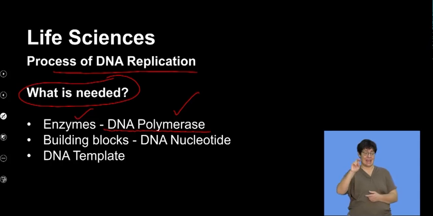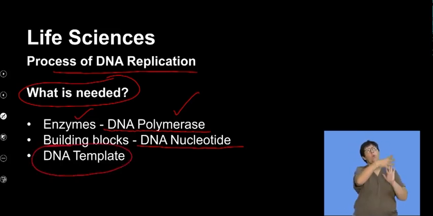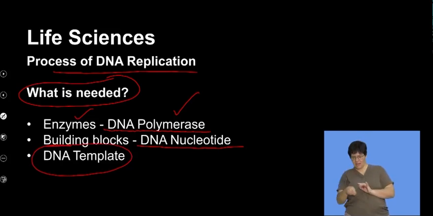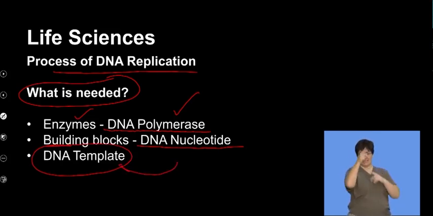We also need the building blocks. If we were to make DNA, we need the building blocks of DNA. And so it's important that we have the building blocks called DNA nucleotides. When copying or replicating, we need a reference, and that reference strand to copy from is the DNA template. So we're going to need a template to copy from.